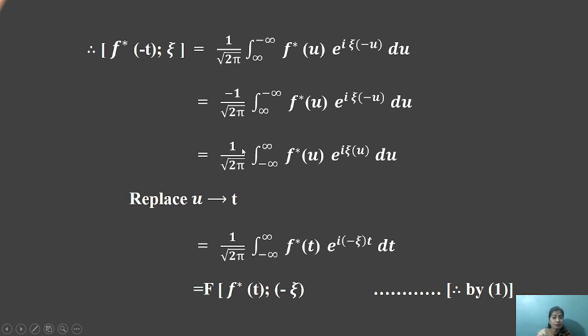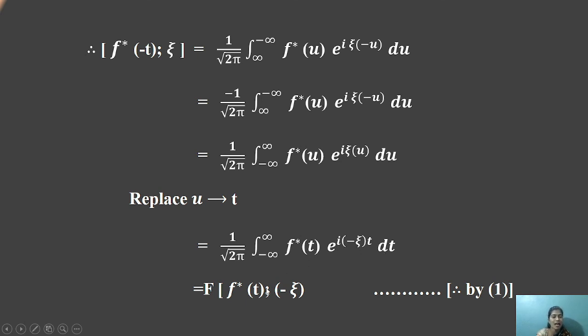Then changing the value in this equation, 1 upon square root of 2 pi integration, this minus sign is absorbed into the integration, and the integration limits change: the upper limit changes to the lower limit, and the lower limit changes to the upper limit. F star of u e to the power i xi u du. Then the third step is replacing u with t: 1 upon square root of 2 pi, integration from minus infinity to infinity of f star of t e to the power minus i xi t dt.